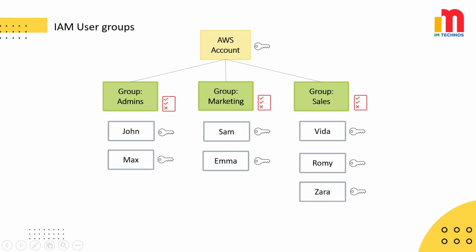A user group can encompass multiple users, and an individual user can be a part of several user groups. And it is important to note that user groups cannot be organized in a nested fashion. They can solely include individual users, not other user groups.